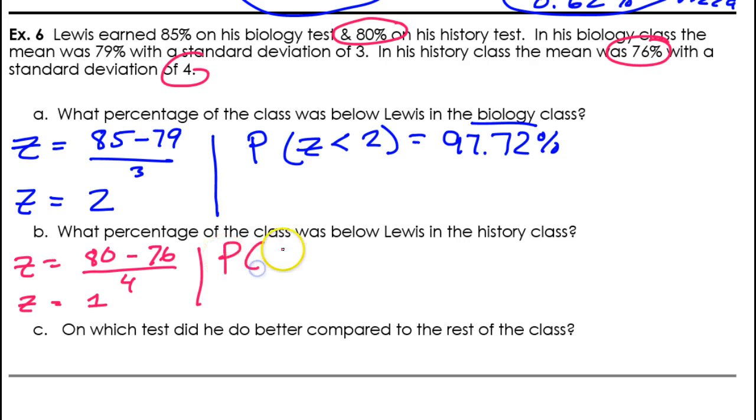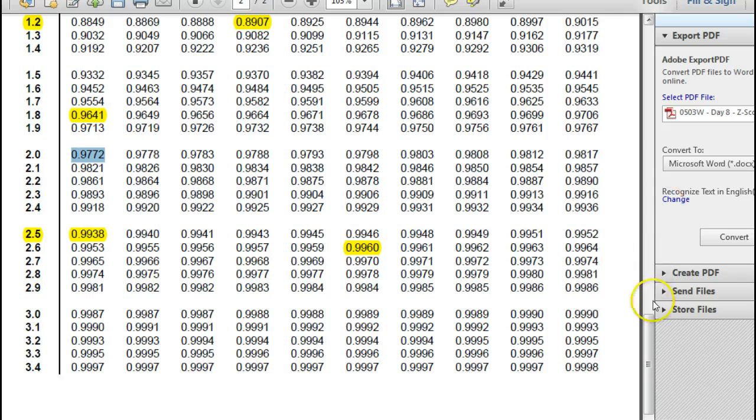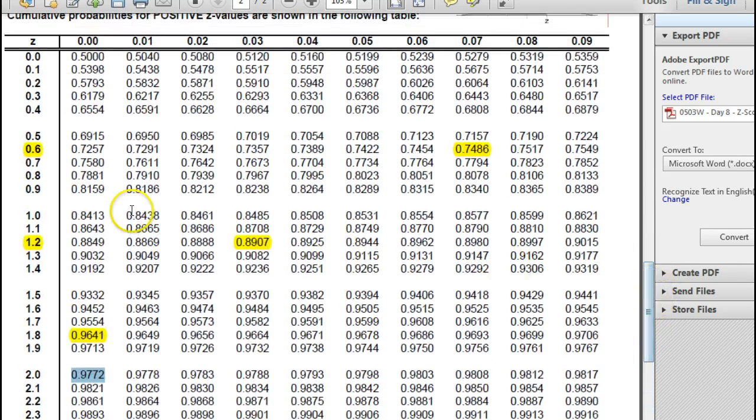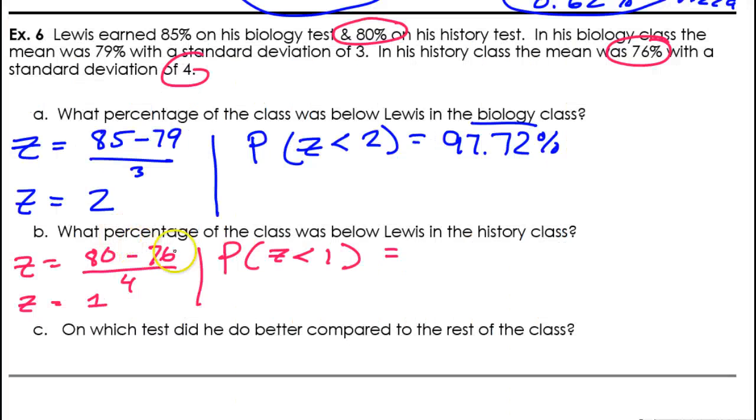Okay, so we want to know what percentage of values are below 1. Okay, we don't have to subtract from 100. It's 84.13%. Okay, so on which test did he do better compared to the rest of the class? Obviously, biology. He was at the 97.72 percentile. There, you could use that word percentile since we're talking about below.